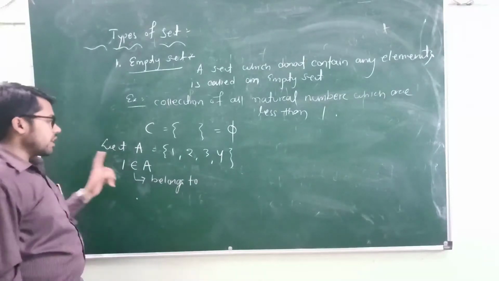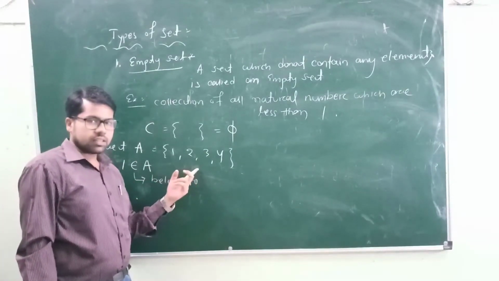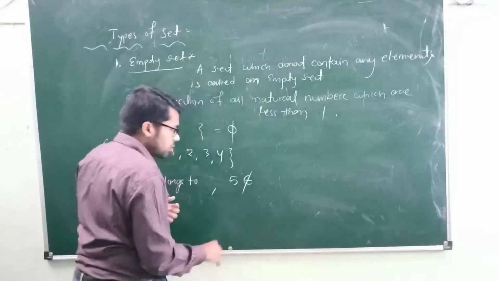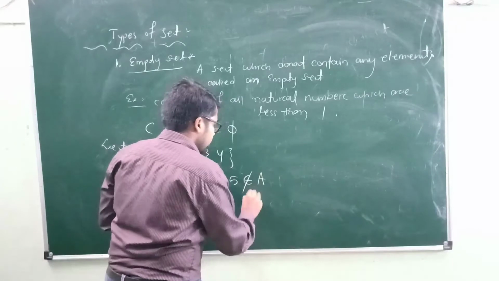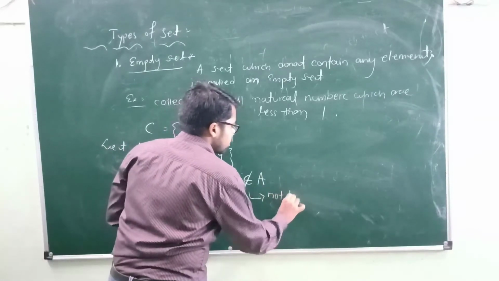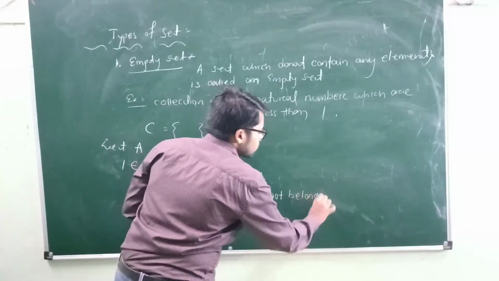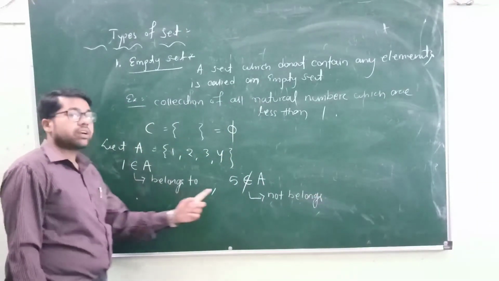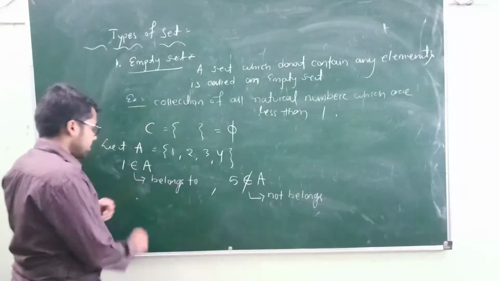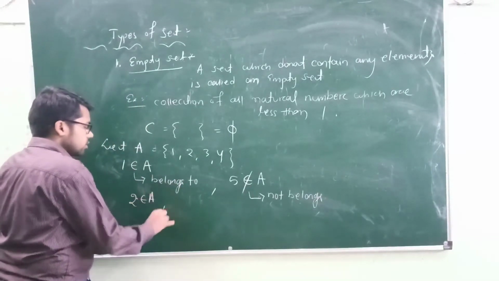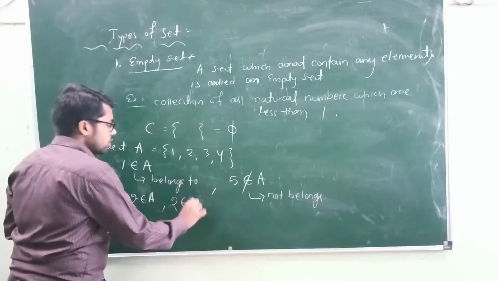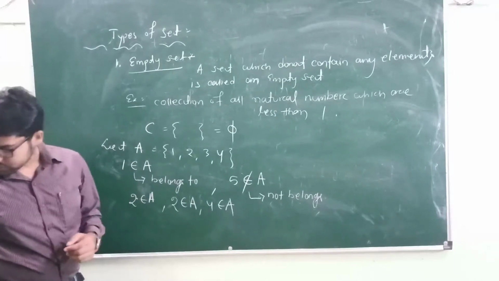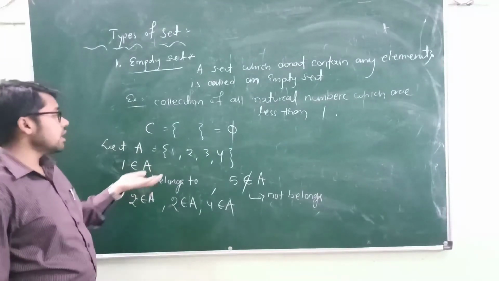Right? So can I say 5 is in the set A? No, 5 is not in the set A. So we can write 5 does not belong to A. This is termed as "not belongs to". Got it? So 1 belongs to A, but 5 does not belong to A. Similarly, I can say that 2 belongs to A, 3 belongs to A, 4 belongs to A. Got it? So this is all about the positions of an element.